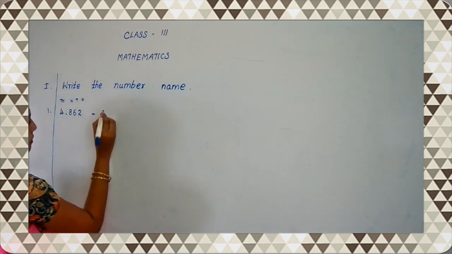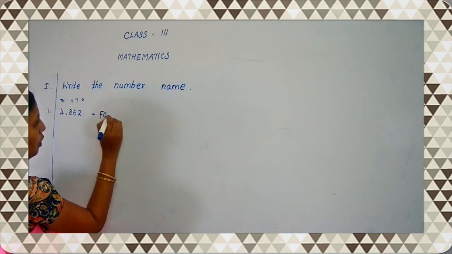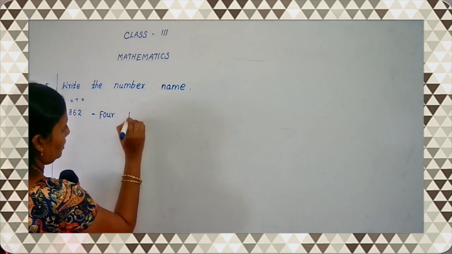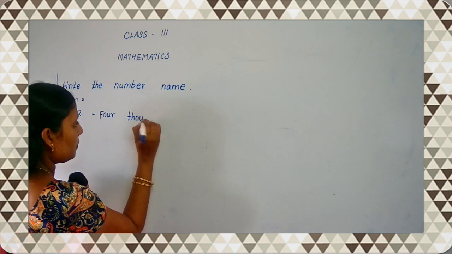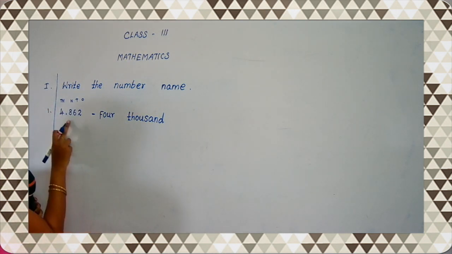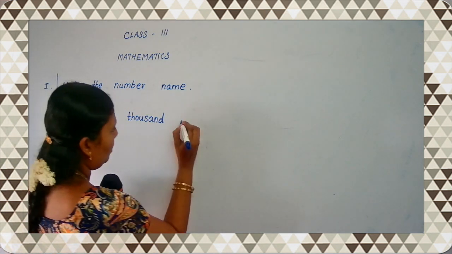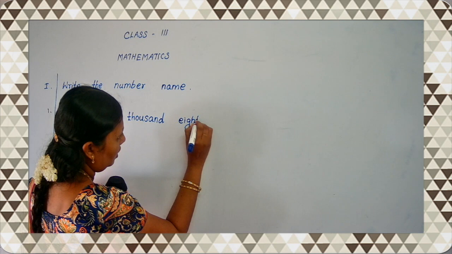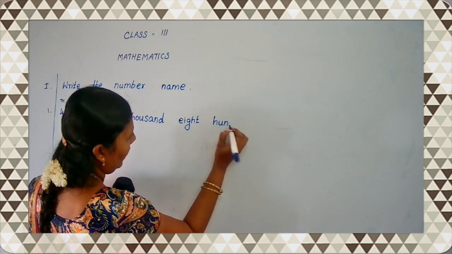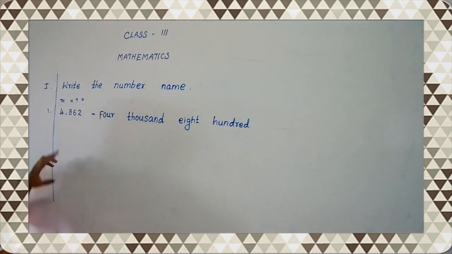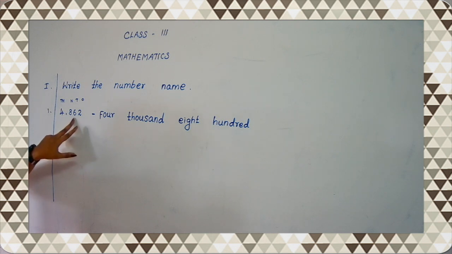4862. Yes or no? Yes. First of all, you write 4000. F-O-U-R, 4. What is the spelling for 4? F-O-U-R, 4. Next, thousand: T-H-O-U-S-A-N-D, thousand. Okay. 4000. How many hundreds are here? 800. E-I-G-H-T, 8. Hundred, 100. Okay, 4800.